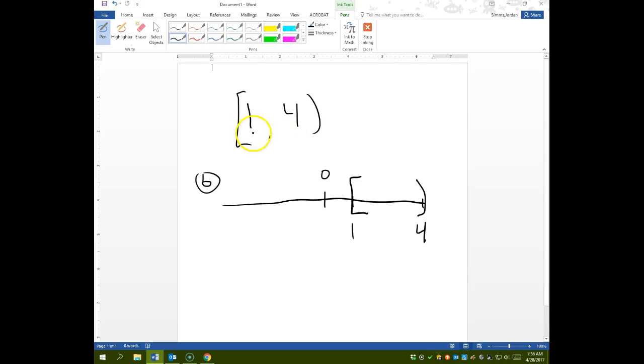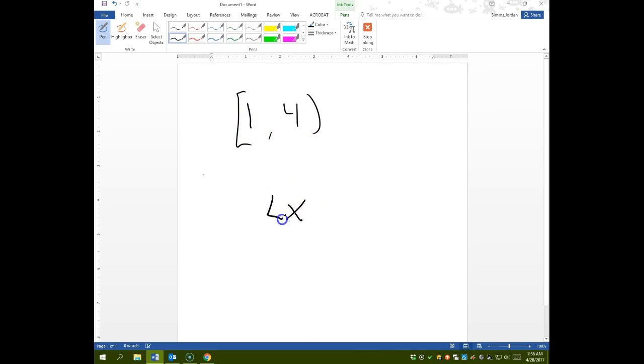To put this into set builder notation, we're going to use an inequality. Let me just erase this little number line we have. Here's the best way to do this. I have 1 to 4, so you put an x in the middle, and you always put two inequality arrows pointing to the left, always to the left. If you start putting them to the right, it's going to get messed up. My left number is a 1, so I put a 1 here. My right number is a 4, so I put a 4 on the right.